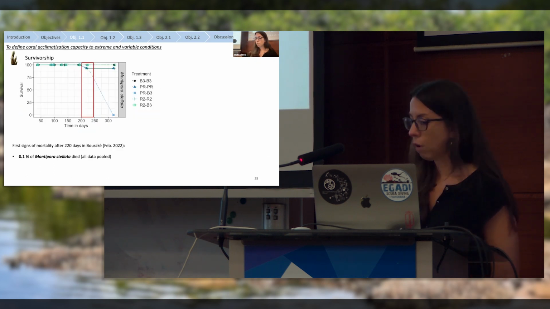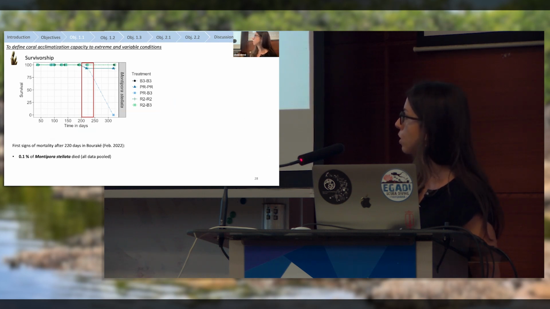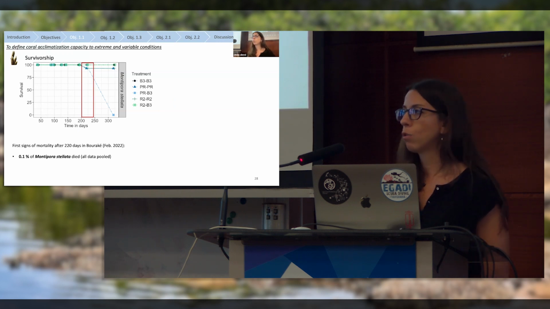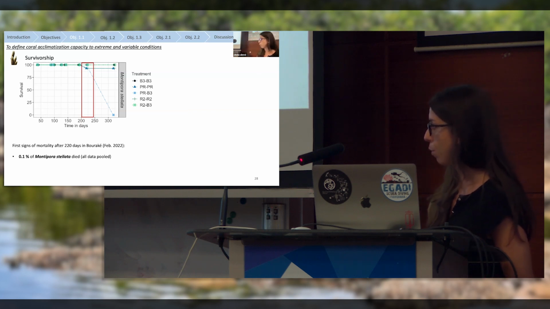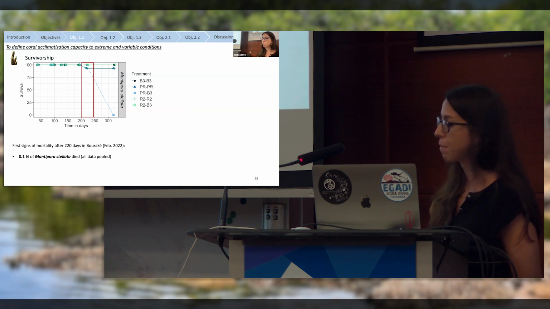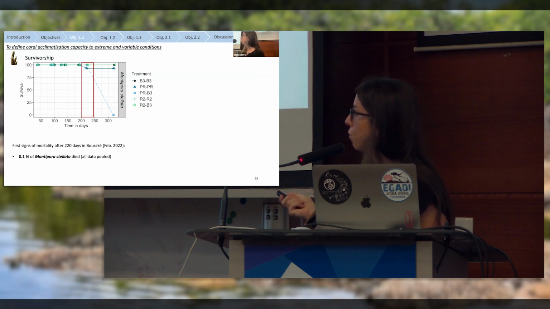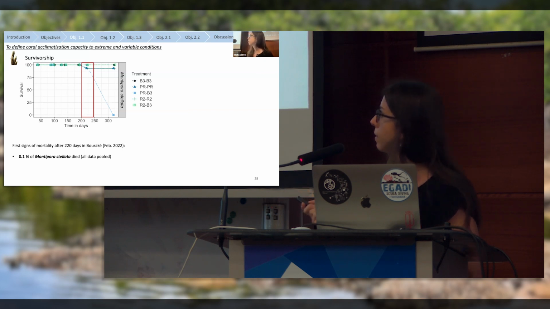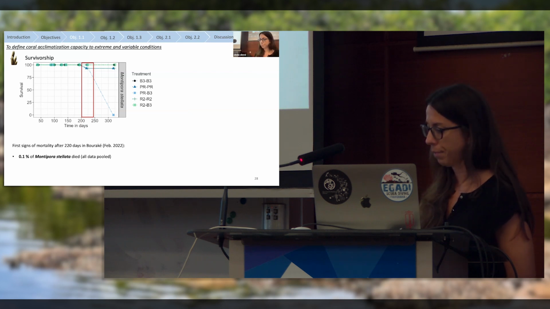So let's start with the survivorship. Here we have the percentage survival of the colonies over time across the different conditions. We noticed the first sign of mortality after 220 days, which was actually in February. We can see how Montipora stellata didn't show high mortality rates at that point, but the colonies from the offshore site that we transplanted inside Bouraké were in a state of bleaching, and they all died after.